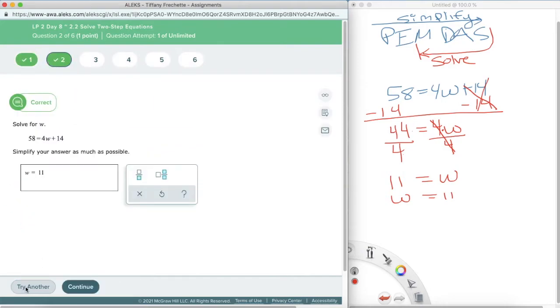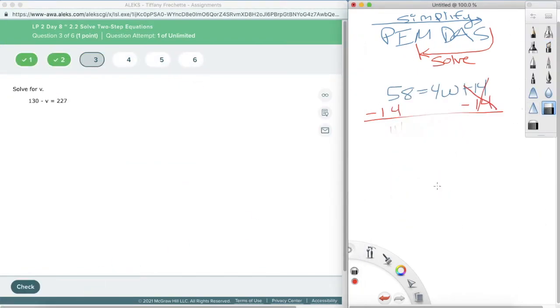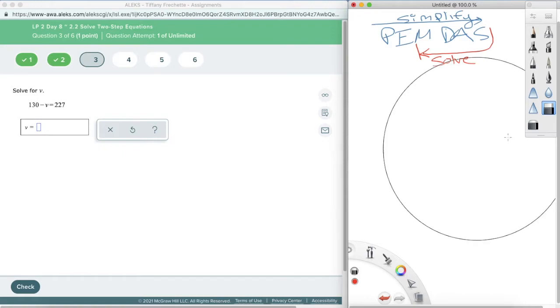Okay, let's try another one here. All right, so we are going to write this down first. Minus v plus 130 equals 227. Okay, so it looks like no parentheses, no exponents. I do not have it really multiplication or division, although technically this is a -1 being multiplied by the v. Okay, and we'll come back to that when we're solving.